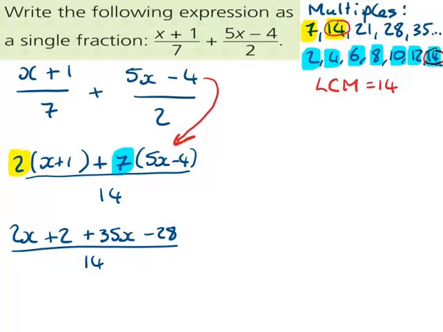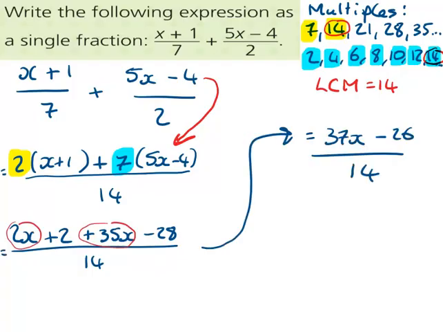So we need to simplify again. So we're going to add or subtract the like terms on our numerator. So we have 2x and 35x can go together. And 2x plus 35x is 37x. And then 2 minus 28 is minus 26. And that's all over 14. Now we can't simplify any further. We have 3 terms here. We have 37x, we have minus 26, and we have 14. And there is no number or letter that will divide into all 3 terms. So this is our final answer.